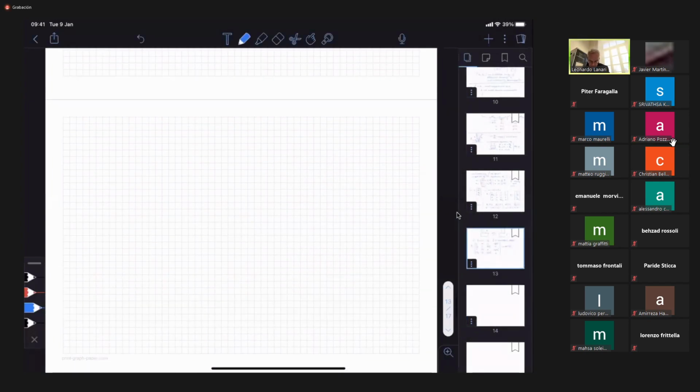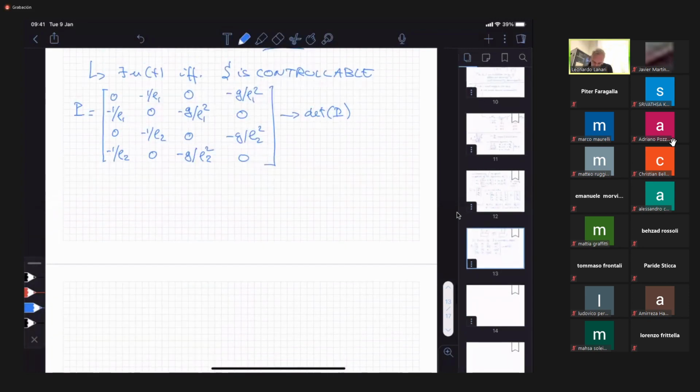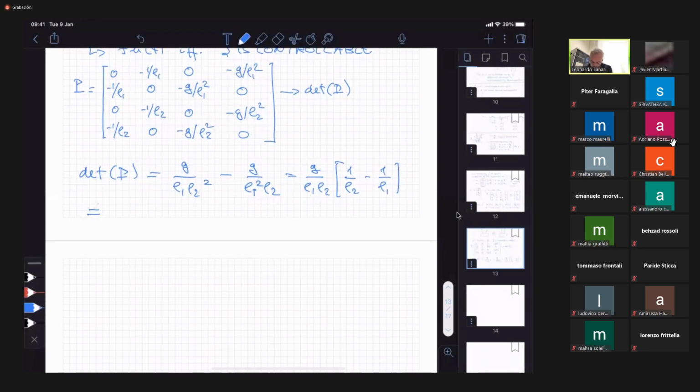Okay. Well, if you compute this determinant, you will find G over L1 L2 squared minus G over L1 squared L2, which we can factor as G over L1 L2 times (1 over L2 minus 1 over L1). And this determinant is different from 0 if and only if L1 is different from L2.